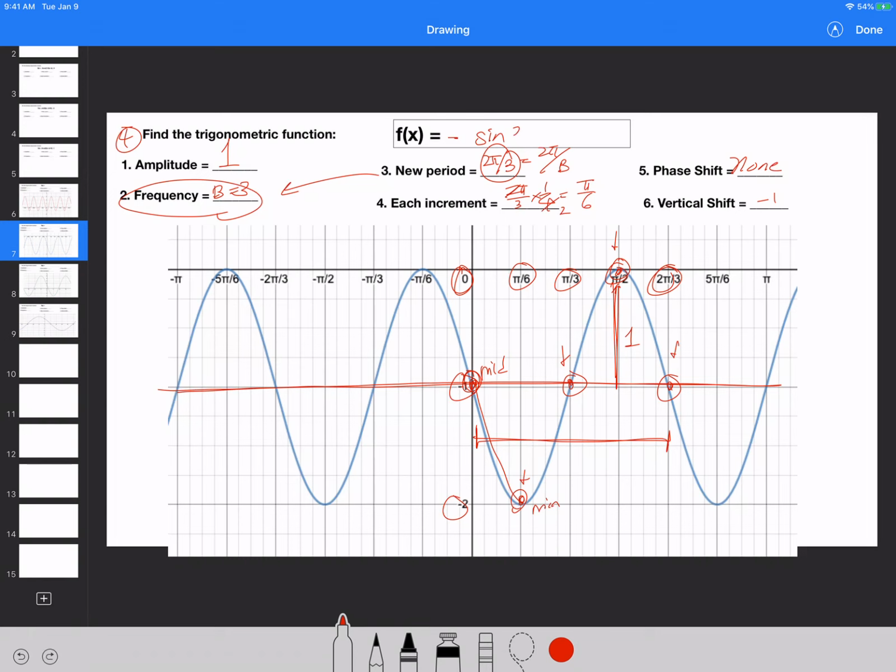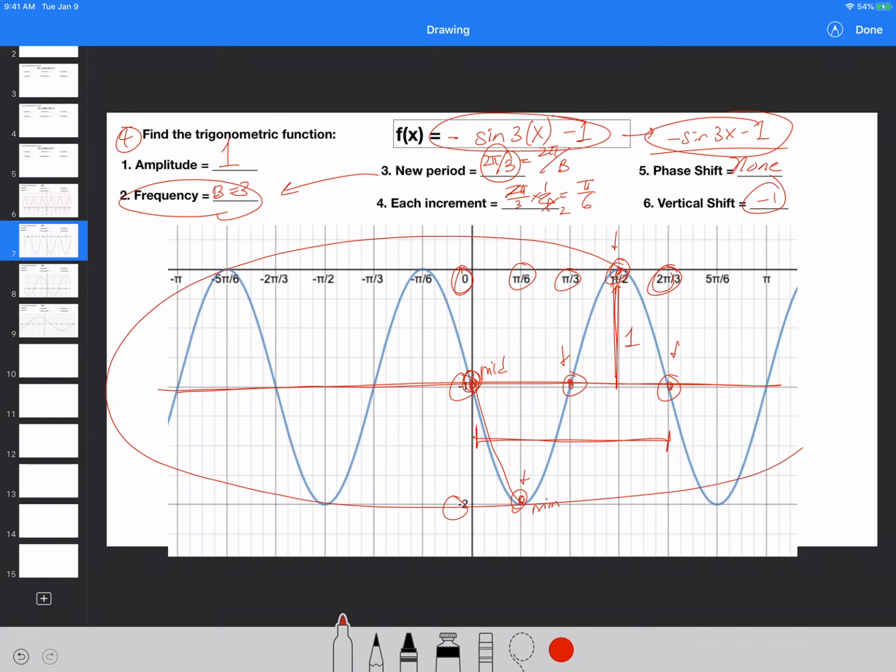Sine of 3 times x, and then the vertical shift of -1. So all I gotta do is just put it like that. Negative sine 3x minus 1. If you're ever doubting yourself as to whether this question is correct or not, just go to Desmos and type this in and see if you actually get this graph. Of course, you want to fix your windows and make sure that everything checks out before you turn it in as your answer. Okay. Hope this video helps.